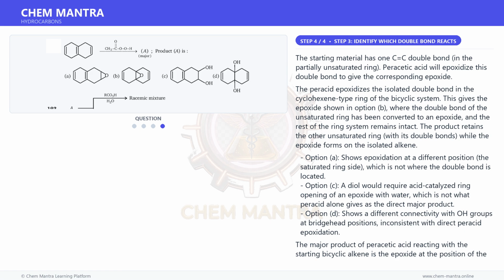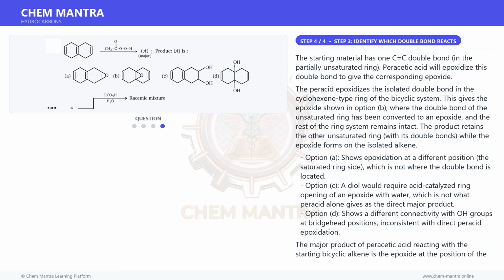The peracid epoxidizes the isolated double bond in the cyclohexene type ring of the bicyclic system. This gives the epoxide shown in option B, where the double bond of the unsaturated ring has been converted to an epoxide and the rest of the ring system remains intact. The product retains the other unsaturated ring with its double bonds, while the epoxide forms on the isolated alkene.